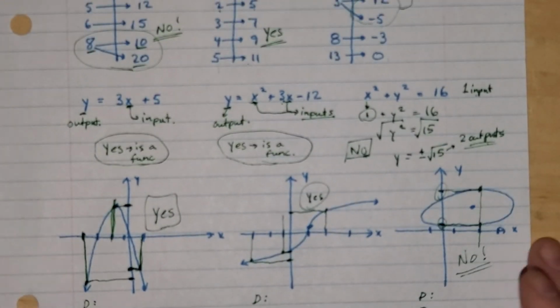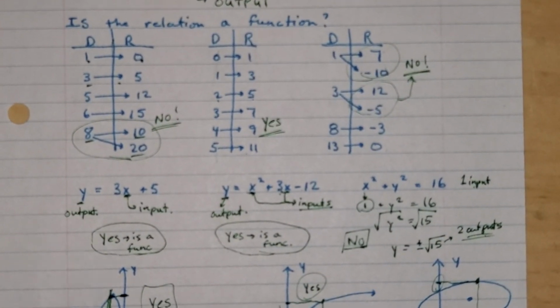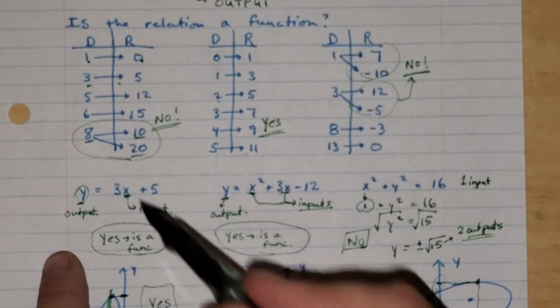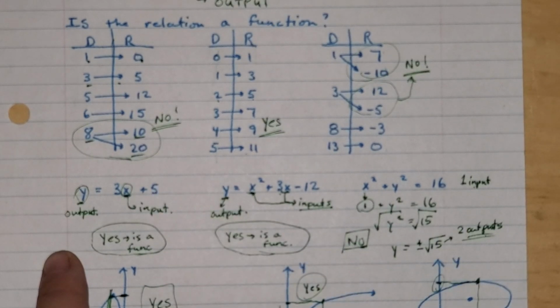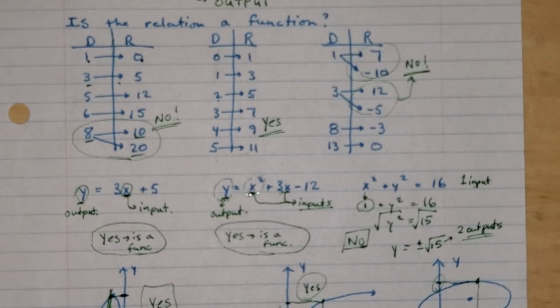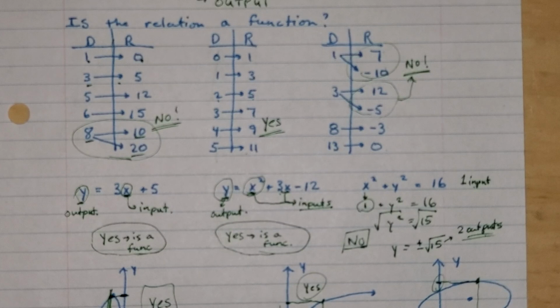If you don't have the graph, let's go back to the equations for a second. Notice y to the first, x to the first. What that means is 1 input will give you 1 output. Y to the first, x squared. What that means is 2 inputs will give you 1 output. That is still legal. 2 inputs can give you the same output, but each input only gives 1 output.